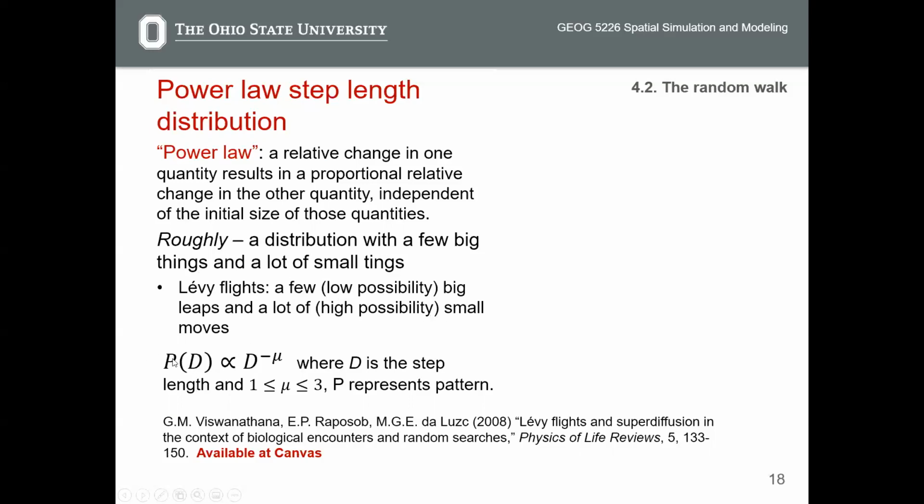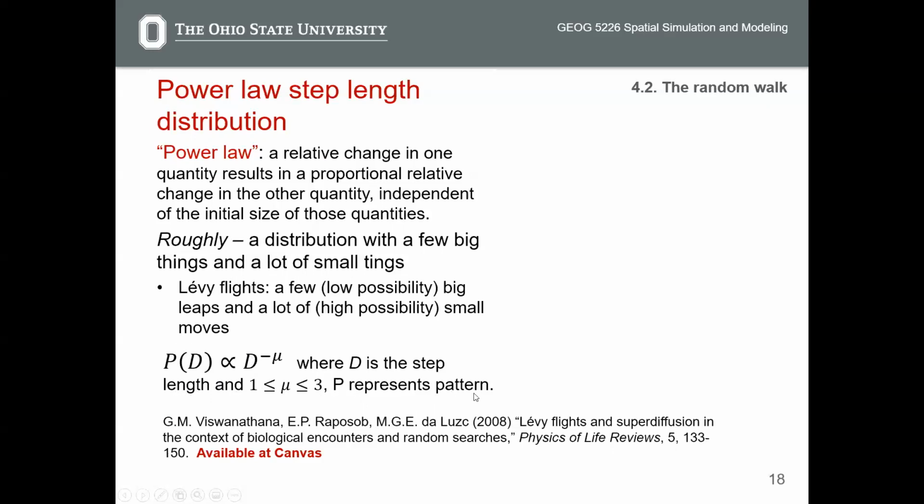And if we use a mathematical formula to express this power law idea, the probability of distance, I should be more accurate, the probability of the length of a step is proportional to d to the power of negative mu, where d is the step length and mu is somewhere between 1 and 3.